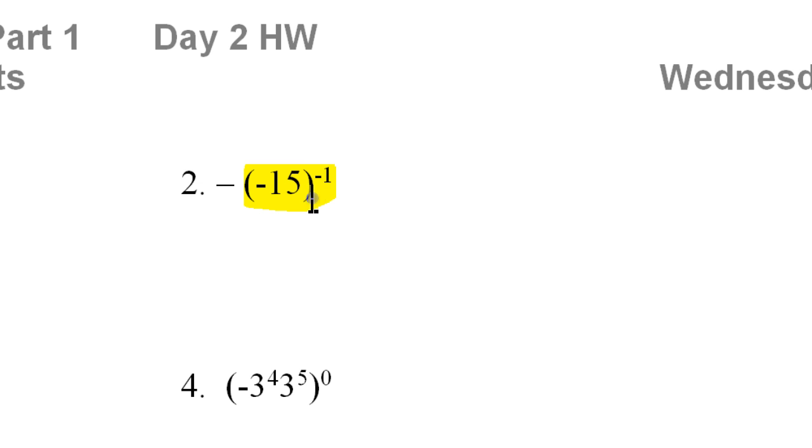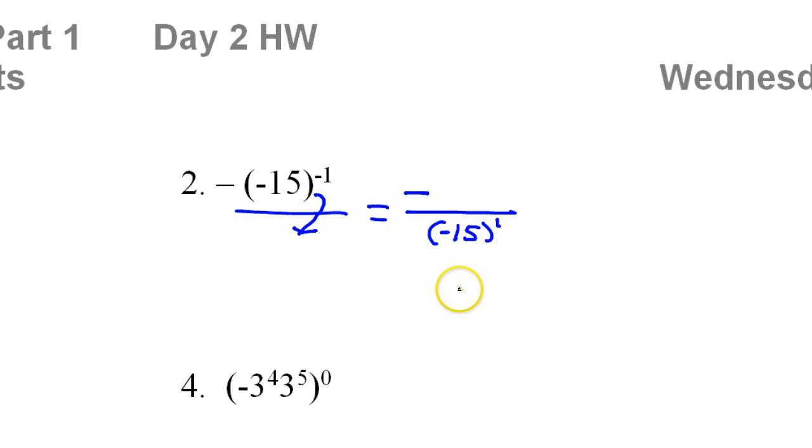So, looking at just the yellow part, a negative power means you need to drop that thing down to the denominator because it is on the wrong side of the invisible fraction line. Okay, so here's my invisible fraction line. This is on the wrong side of it, so it's going to drop down. That negative, I'm going to leave it just floating there for a minute. This -15 is going to drop down here like this. And that would be like -15 to the 1 power.